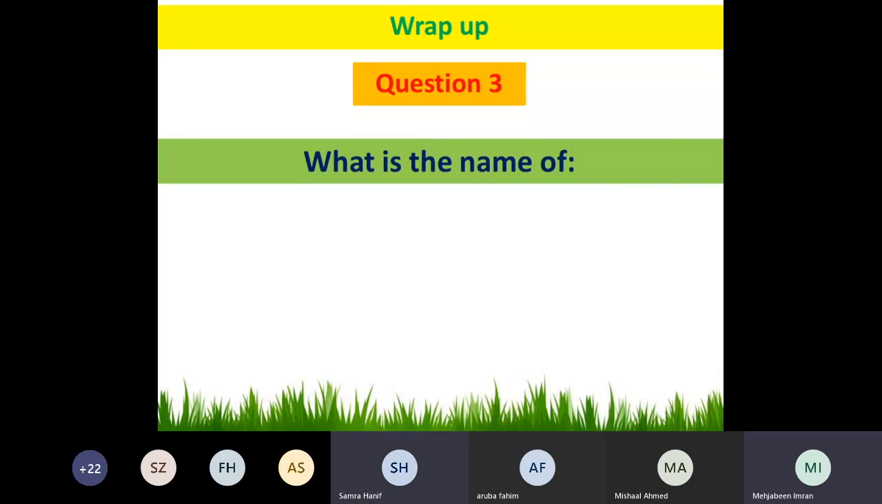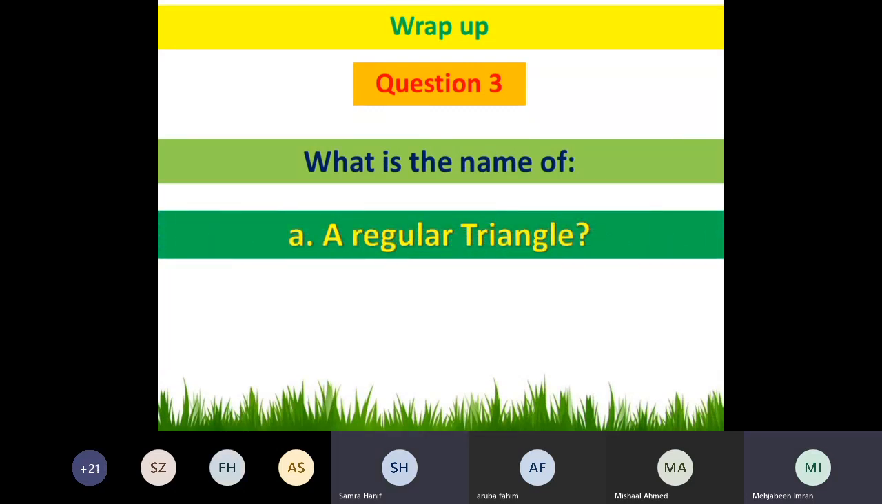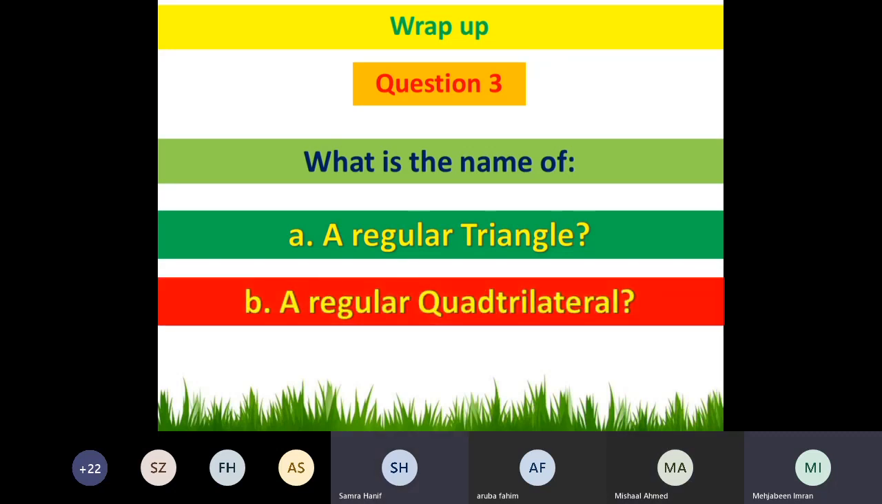Now this question is related to the recap that I did here today from the previous days. There are many triangles, scalene and equilateral, and quadrilaterals. What is the name of a regular triangle? Equilateral. All the sides equal, all the angles equal. Okay. So what will be a regular quadrilateral? A square. Very good. A square has all of its sides and all of its angles equal.